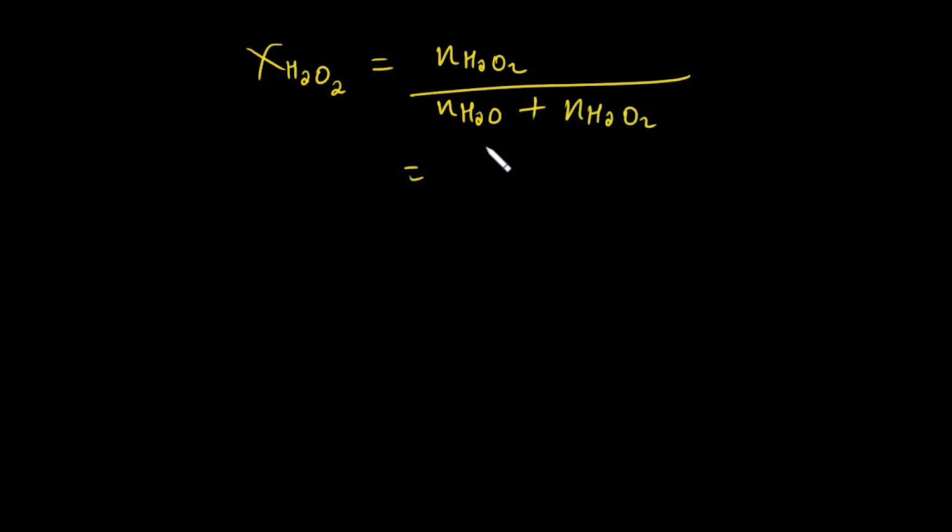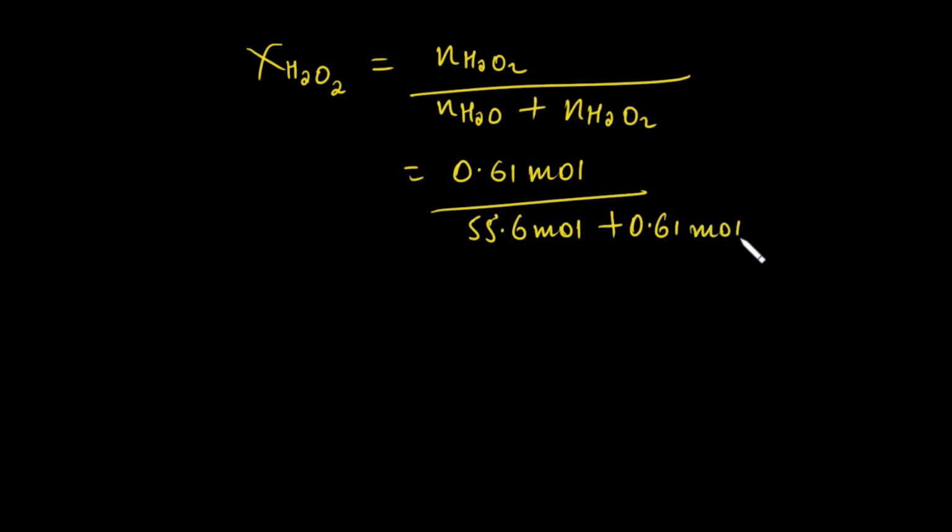This is equal to the number of moles of hydrogen peroxide, 0.61 mole, divided by the number of moles of water, 55.6 mole, plus the number of moles of solute, 0.61 mole. This is equal to 0.108, that is approximately 0.11.